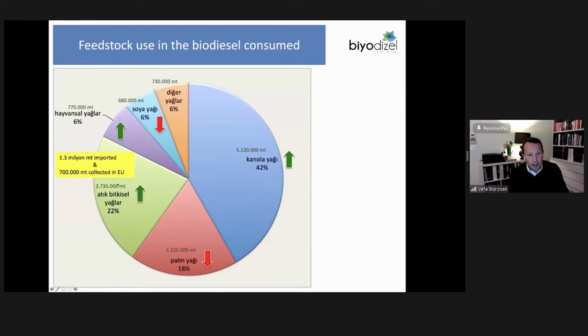We have happily seen more and more used cooking oil being utilized. And out of this 2.7 million tons, almost a quarter was collected in the European Union, and the third quarter was imported to the European Union. We have 6% animal fat, tallow, about another 6% soybean oil, which is decreasing as well. The animal fat is increasing. And we have another remaining 6%, which does not change much, but it represents all other oil types, all the other small feedstocks.